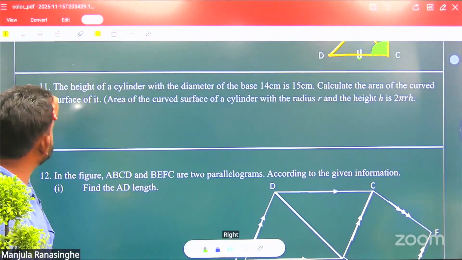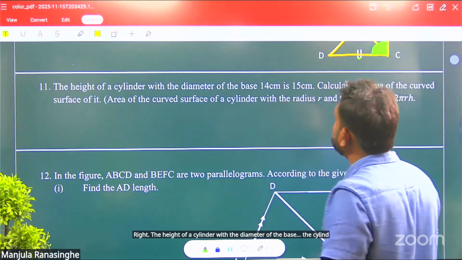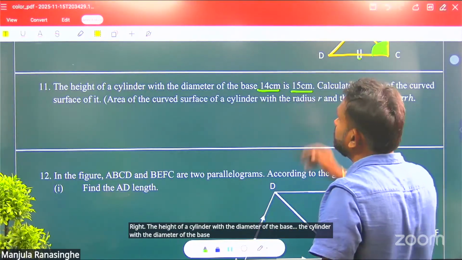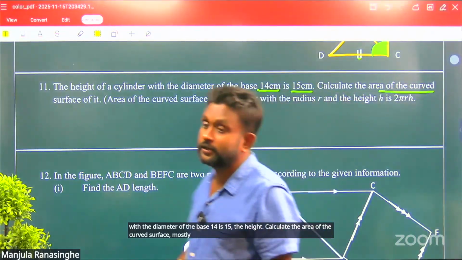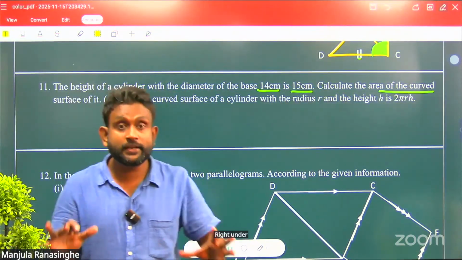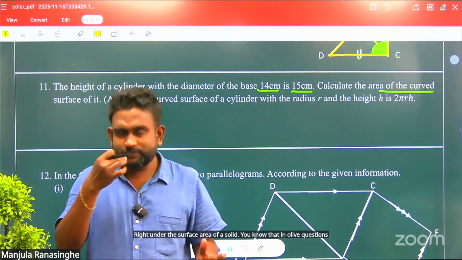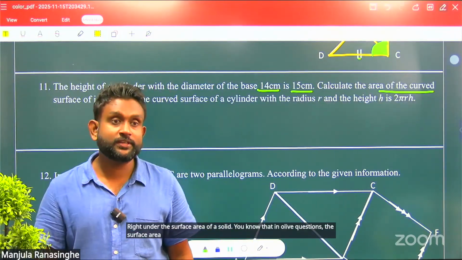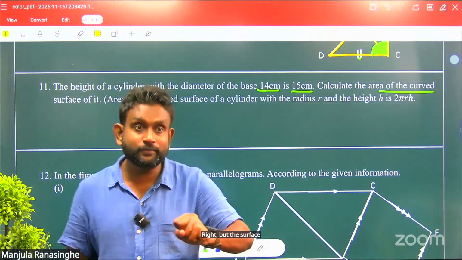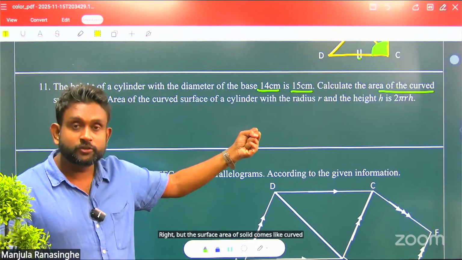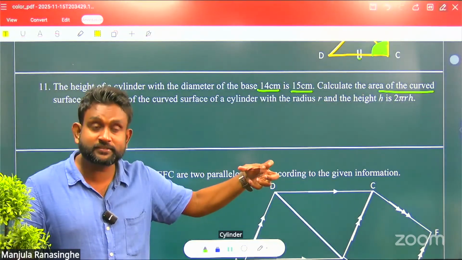The height of a cylinder with the diameter of the base 14 is 15. Calculate the area of the curved surface. Mostly in questions under the surface area of a solid, you know that in all level questions, surface area does not appear mostly in the exams, but the surface area of a solid comes up, like the curved surface of a cylinder. So remember, curved surface of a cylinder is mostly examined.